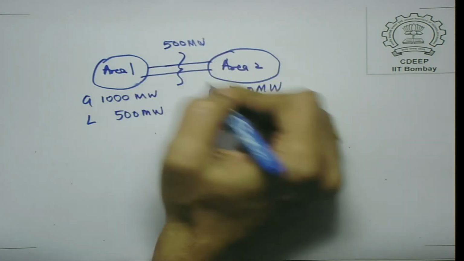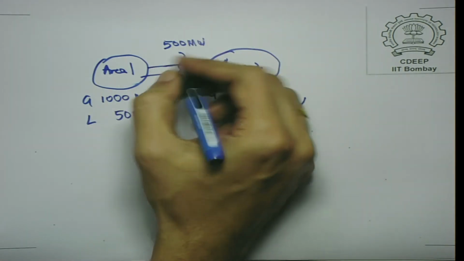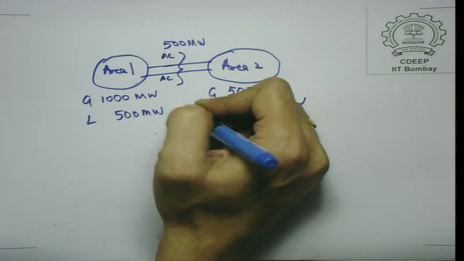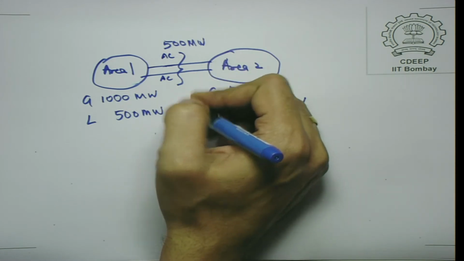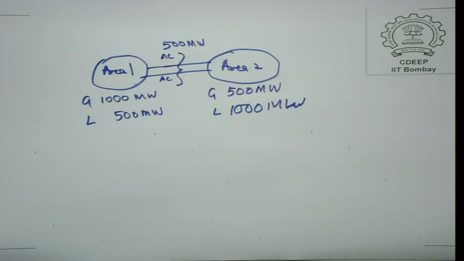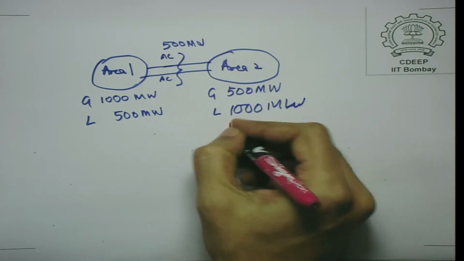So, in fact, if these are AC transmission lines, you can't do anything; the total power flow P1 plus P2 in the two transmission lines will be equal to 500. There is very little you can do in the AC transmission lines to change this fact. The amount of power flow between the two areas really depends on the load generation balance in the two areas. So, you can have a situation where, for example, this load becomes 1200.